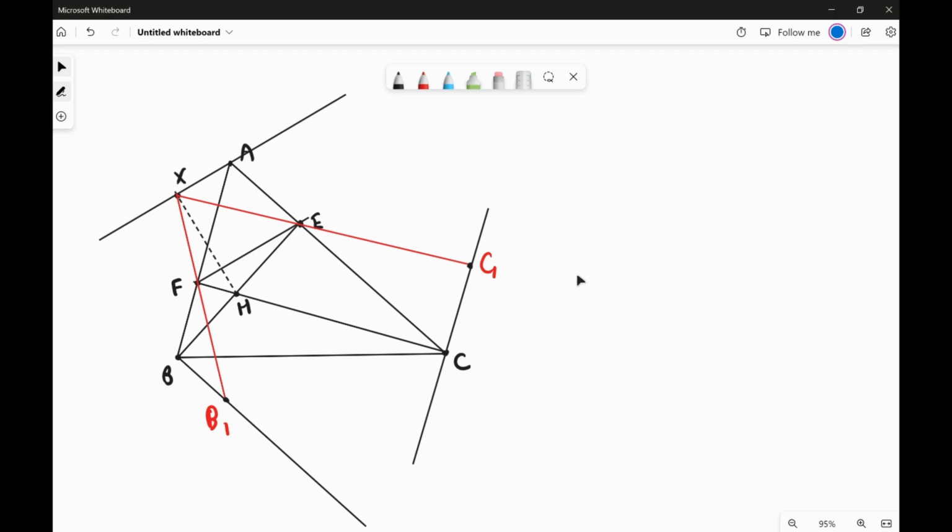Hello everyone, and in this video, we're going to be taking a look at a problem from the 2023 ELMO, specifically problem 4. And this is an Olympiad that was held only a week ago. So without further ado, here it is.